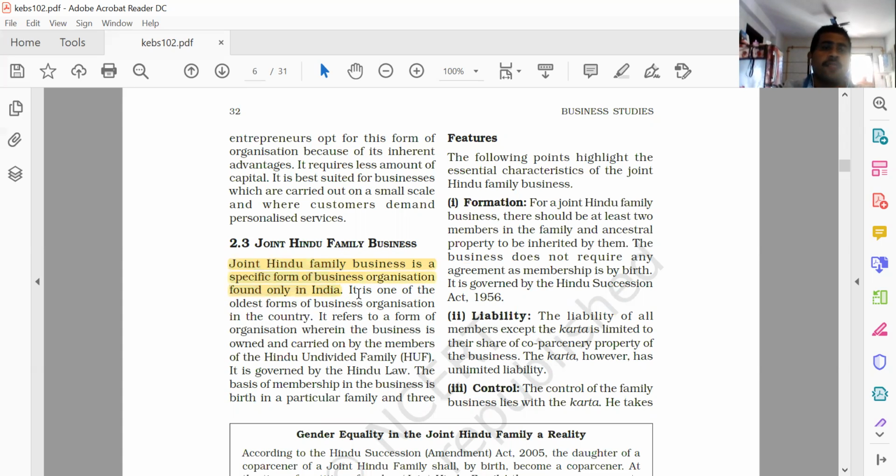Inheritance. Hindu undivided family business is specific form of business organization which is found only in India और नेपाल में भी दिखता है। This one is the oldest form of business organization, जिसमें जो eldest most member को हम कर्ता बोलते हैं। It is one of the oldest form of business organization in the country. It refers to the form of organization wherein the business is owned and carried by its members. It is governed by the Hindu law.